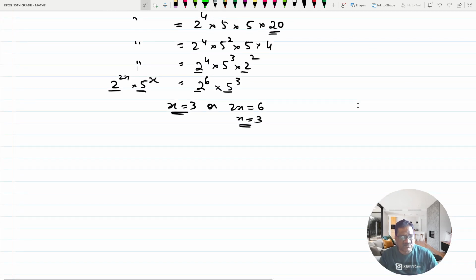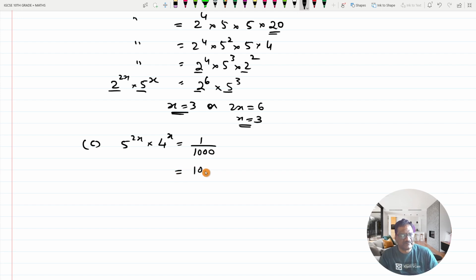Now let us go for sub question C. Now C says that 5 raised to a 2x times of 4 raised to a x equal to 1 upon 1000. Now, first of all, I'll take this 1000 in the numerator and write it as 1000 raised to minus 1. Left hand side I'm keeping as it is.